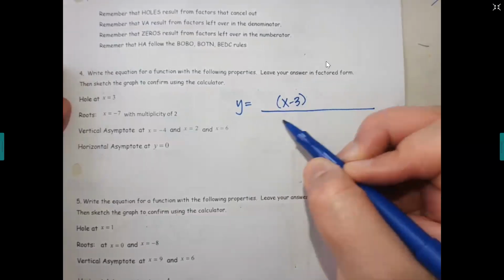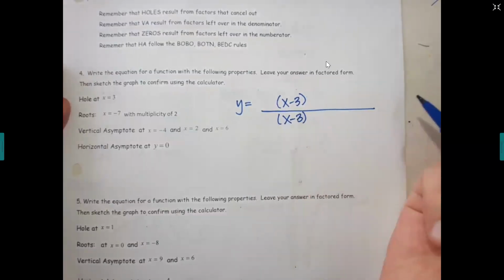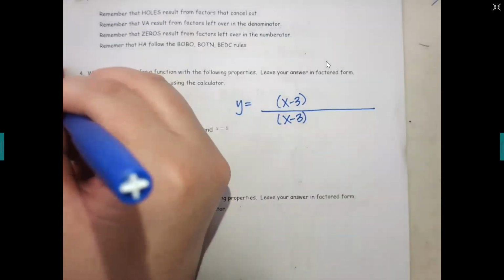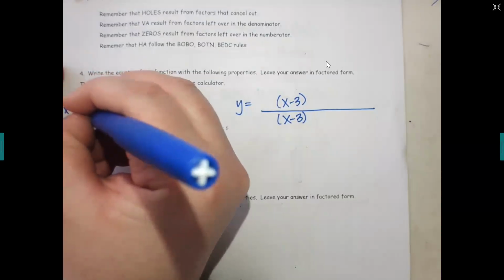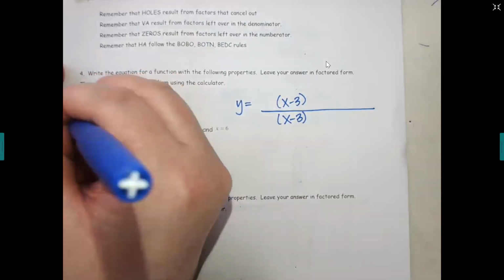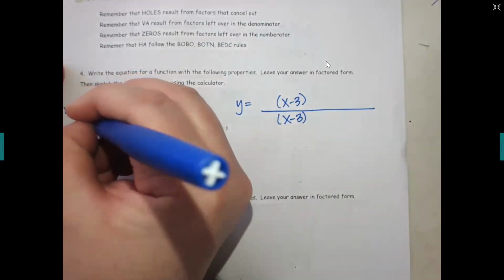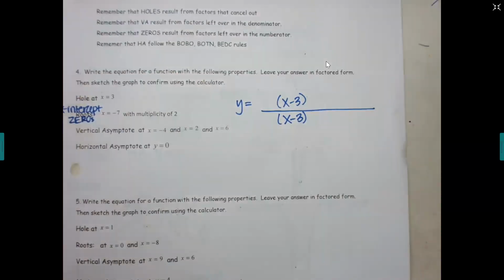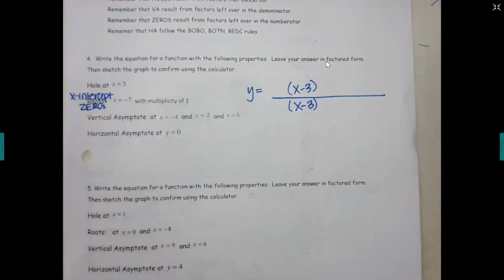Top and bottom, very good. Okay, then I want roots. Now remember, a root and an x-intercept are the same thing. Remember that these are also sometimes called zeros. We learned that from our last testing unit. Those are all the same thing.